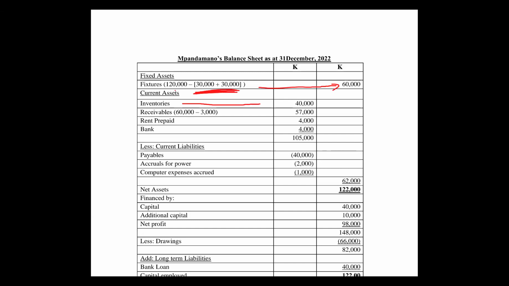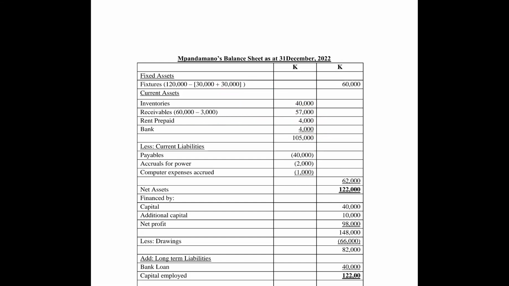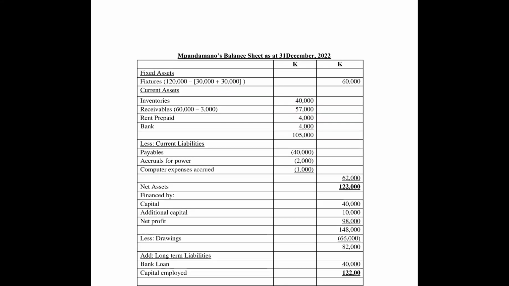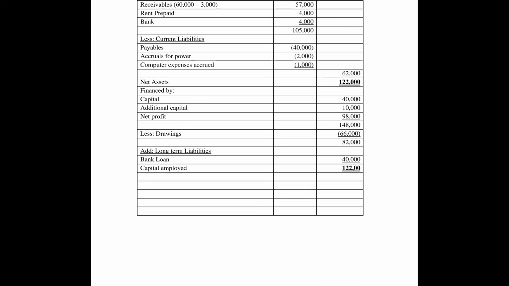Closing inventory. This is what I was telling you. Then receivables, I told you that you deduct what? The allowance, that closing allowance for receivables, the 3,000. You remember? This is it, 57,000. Prepayment, I told you that prepayment will be part of assets. And you add these, they are assets for you. Okay? I've moved very fast.